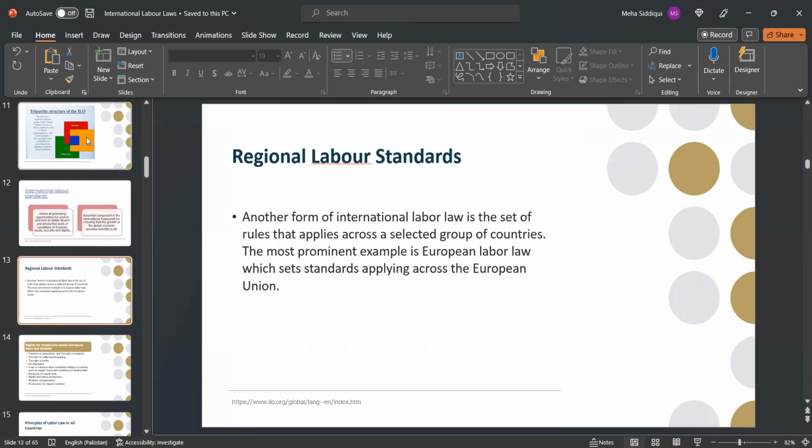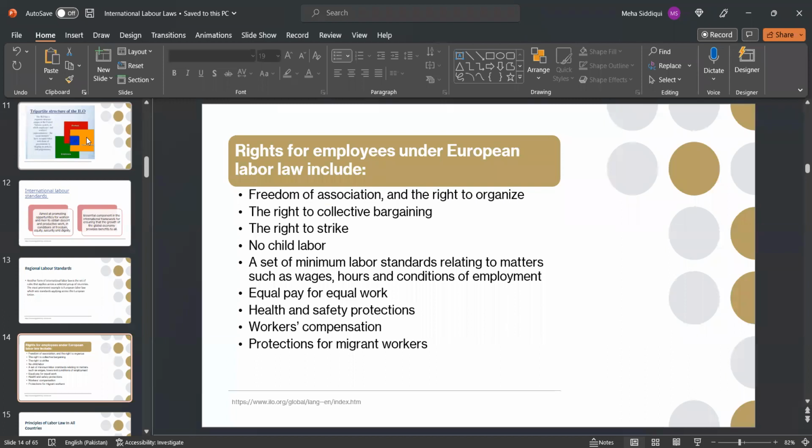Regional labor standards. Another form of international labor law is the set of rules that applies across a selected group of countries. The most prominent example is European labor law, which sets standards applying across the European Union. Rights for employees under European labor law include freedom of association and the right to organize, the right to collective bargaining, the right to strike, no child labor, a set of minimum labor standards relating to matters such as wages, hours, and conditions of employment, equal pay for equal work, health and safety protections, workers' compensation, and protections for migrant workers.